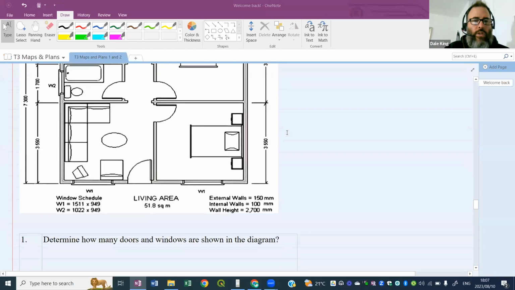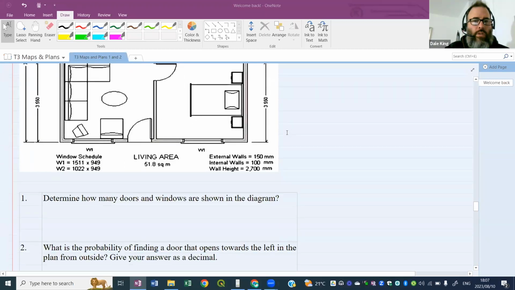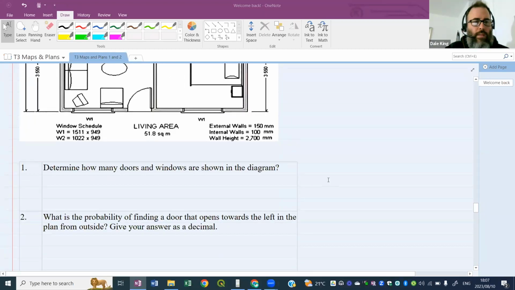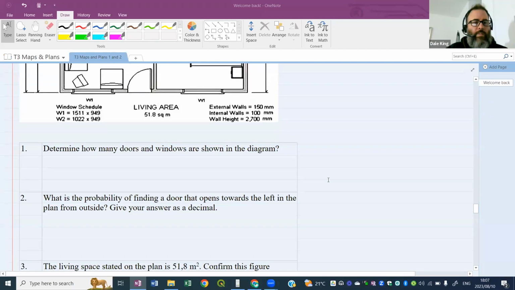Let's move on to the next question. I'm going to bounce up and down from the question to the diagram so that you guys can see, but here's the next question. Ooh. What is the probability of finding a door that opens towards the left in the plan from the outside?